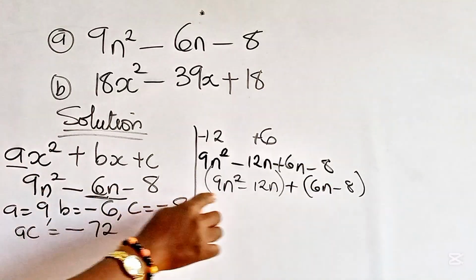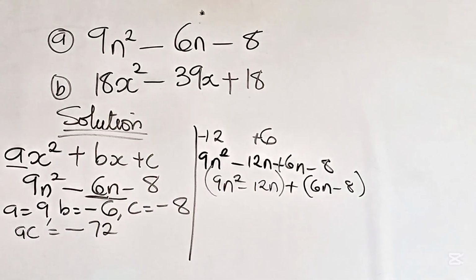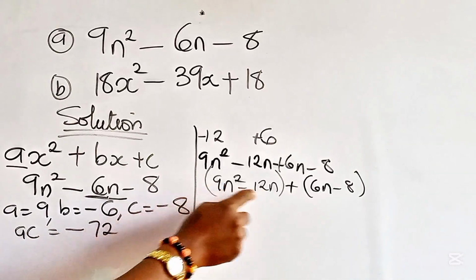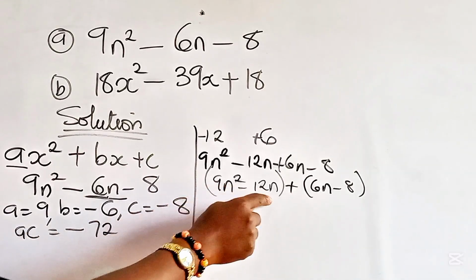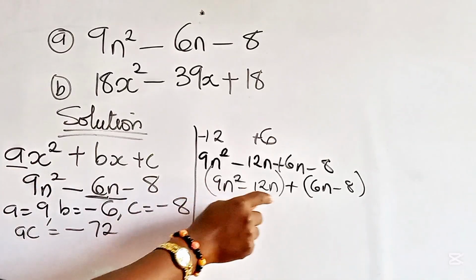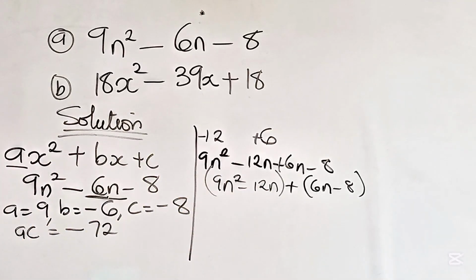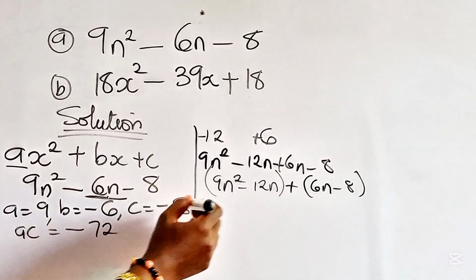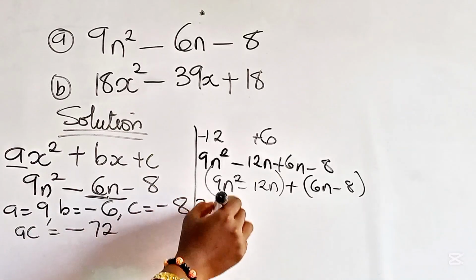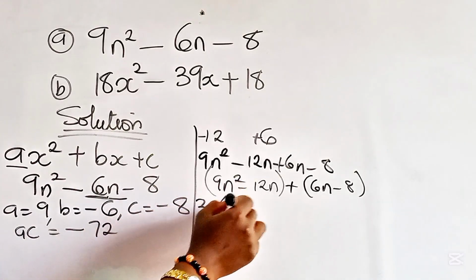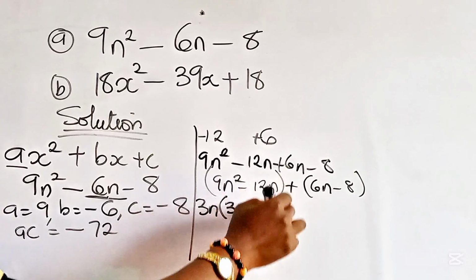Okay, now we are going to factor out the highest common factor between these terms inside the bracket. If you look at this expression here, we have 9 and we have 12. 3 can go into both terms, so factor it out. We have n squared and n. N is also common. So the highest common factor in this bracket is 3n. We factor it out to have 3n, bracket open, 3n minus 4.